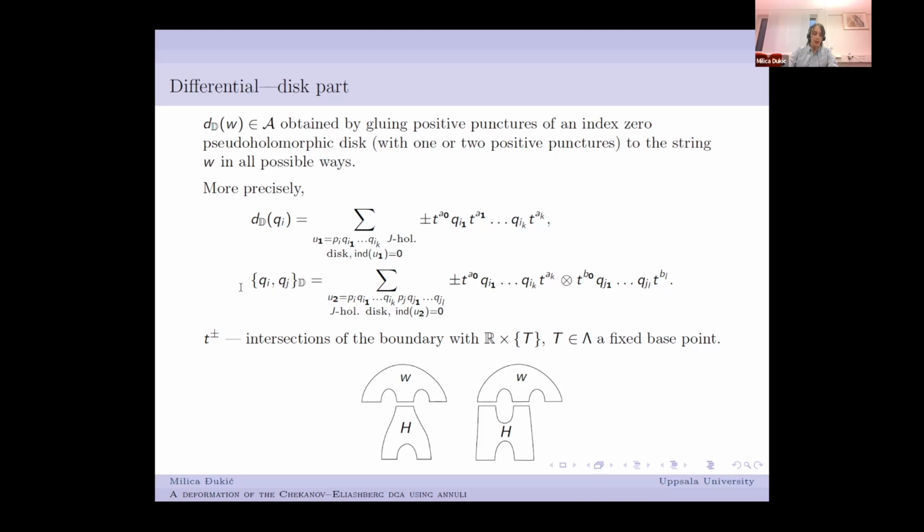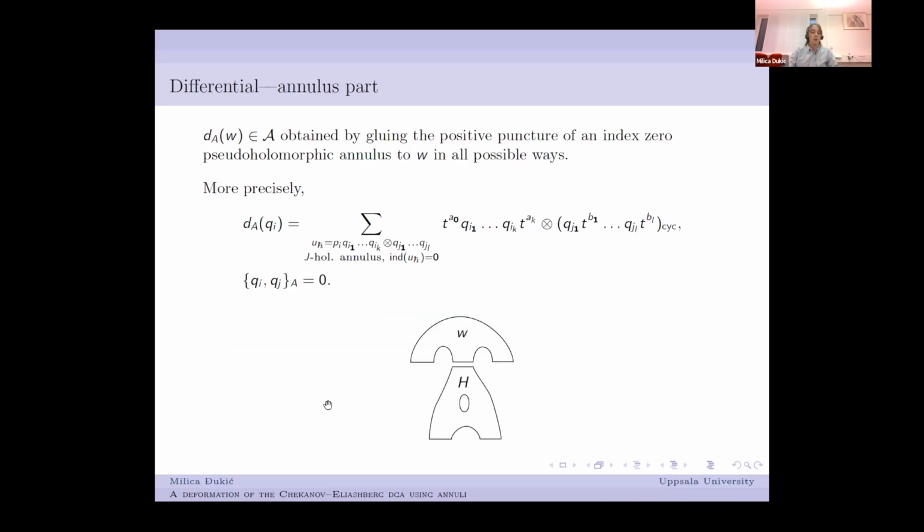And the bracket of Qi, Qj, the disk part of the bracket, will be the sum over J-holomorphic disks of index 0 with two positive punctures, one at gamma i, one at gamma j, of the tensor product of words, where the first word consists of negative punctures from the positive puncture at gamma i to the positive puncture at gamma j, and the second word from gamma j to gamma i. The figure below should explain how this looks geometrically, and the algebraic relations are just made so that everything works.